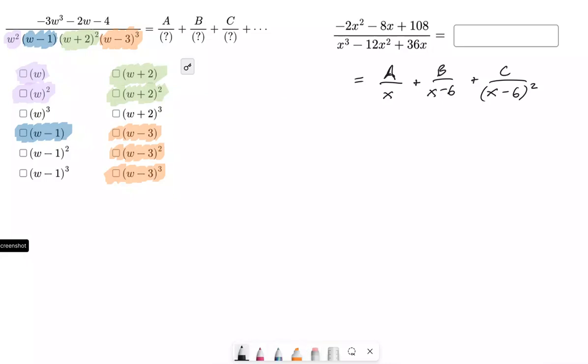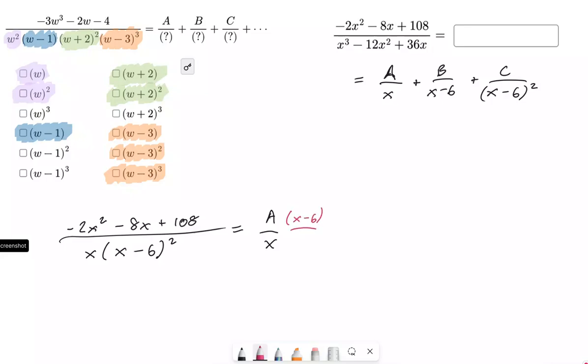And I want to write this whole thing again, but with more room made so I can show you some equal denominators. So let's come down here. This is going to take a little bit of work. Negative 2x squared minus 8x plus 108 divided by, look at my denominator, it's x times x minus 6 squared. And that's equal to a over x. And I'm going to write something called a crazy one in an effort to give myself equal denominators everywhere in the problem. See how this fraction now looks like the one on the left in terms of its denominators?